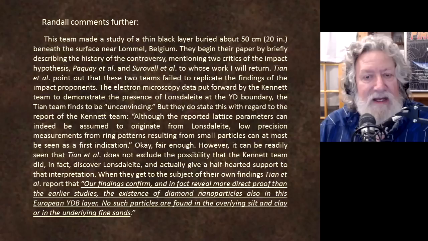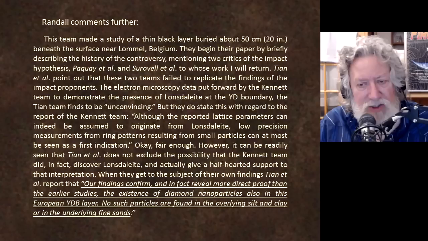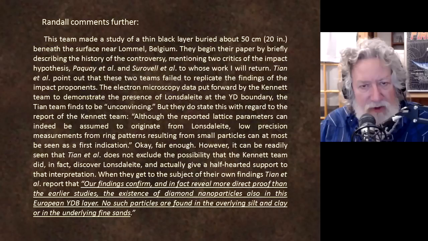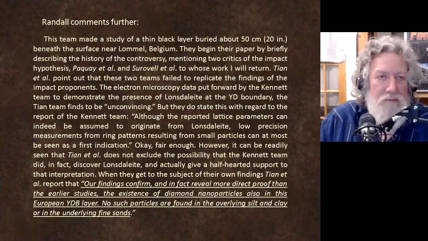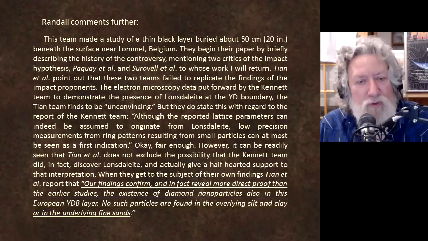Okay, so the Tian team made a study of a thin black layer that was about 20 inches beneath the surface near Lommel, L-O-M-M-E-L, Belgium. They begin their paper by briefly describing the history of the impact controversy, mentioning two critics of the Younger Dryas impact hypothesis, Paquet, who in substance is not much different than Surovell, and Surovell. Tian and others point out that these two teams failed to replicate the findings of the impact proponents.